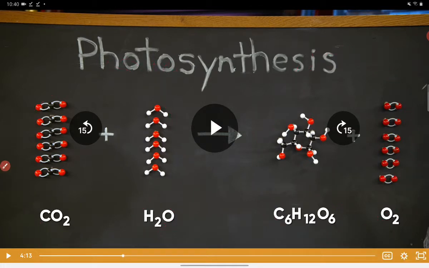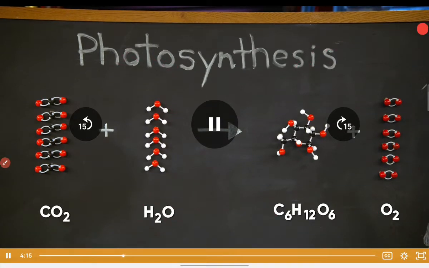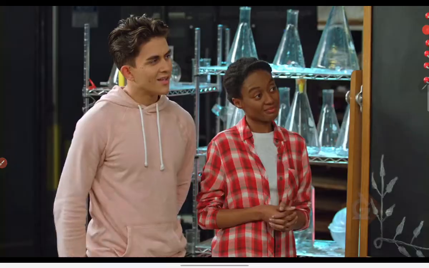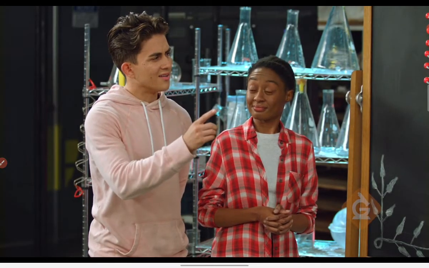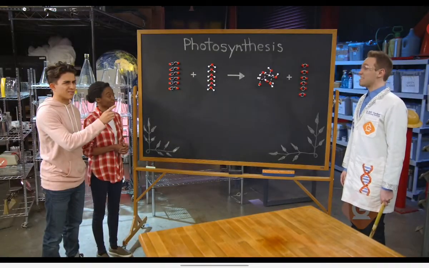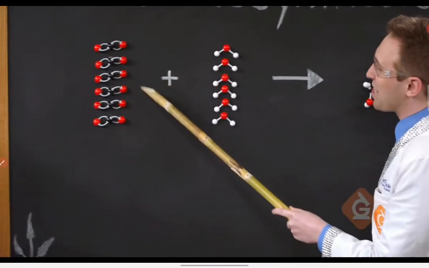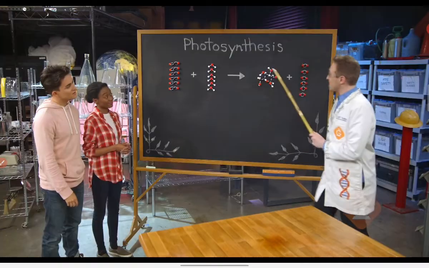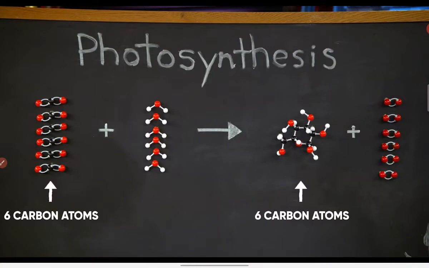Let's continue watching. Each type of atom on each side of the reaction is the same. Right. No, really. There are 6 carbon atoms on this side and 6 carbon atoms on this side. That's because in a chemical reaction, atoms are just regrouped. You don't create or destroy them.